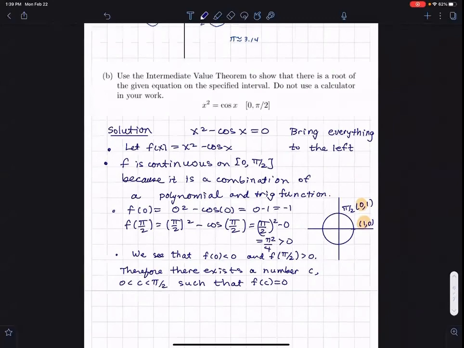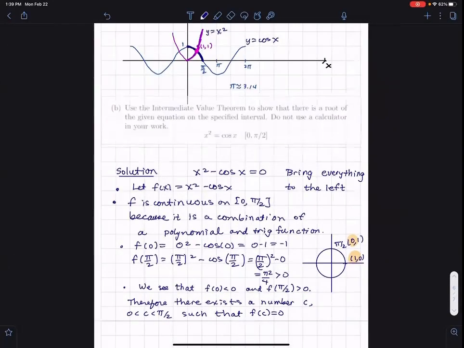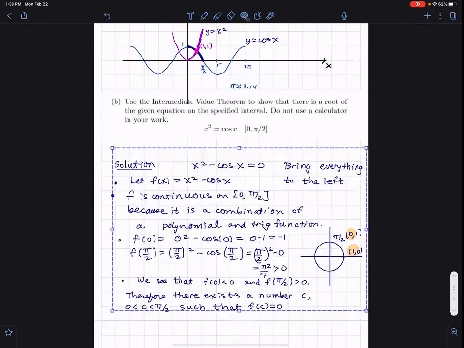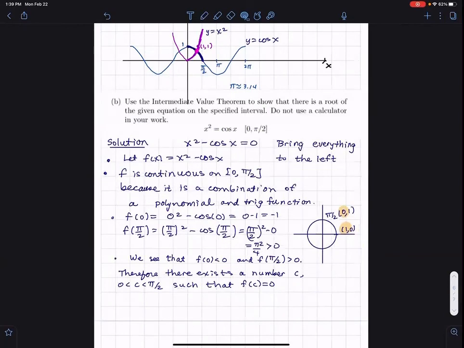Okay, now I am going to grab some more space here. I just want to put a little bit more in here. The last line, that is c squared minus cosine c equals 0. C squared equals cosine c. That's the end of the proof.